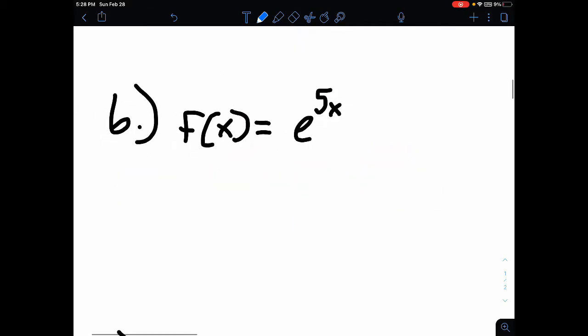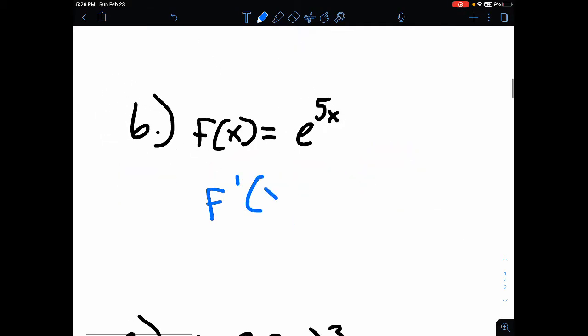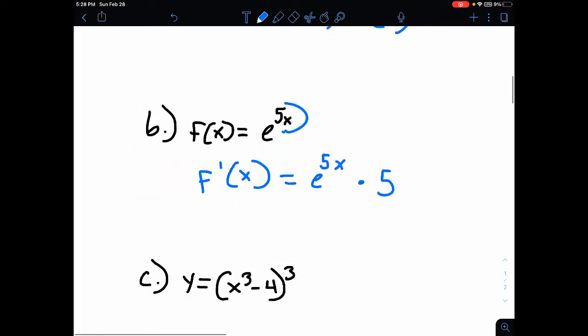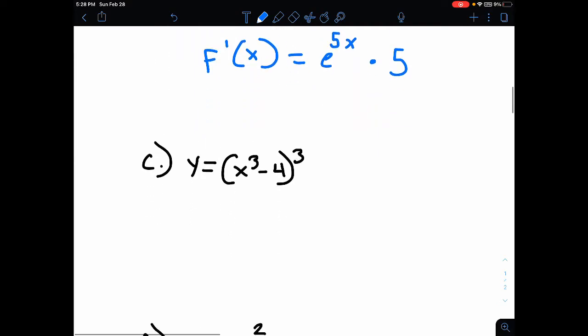For this next one, you do the derivative again of e to the 5x, and then you see the innermost part, the next part, is the 5x, so times 5. Basically, that's how it's done.